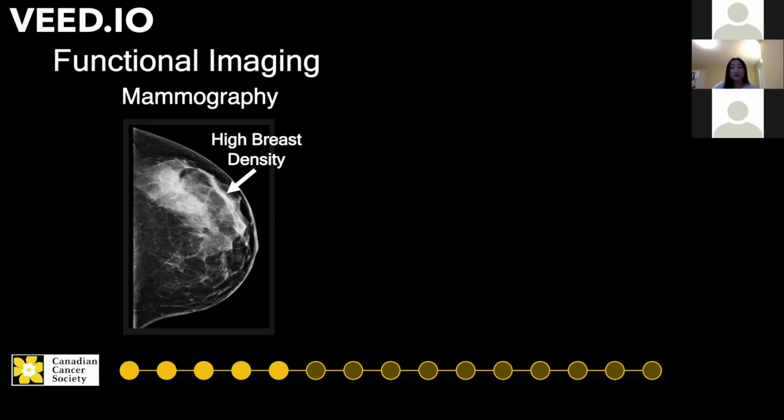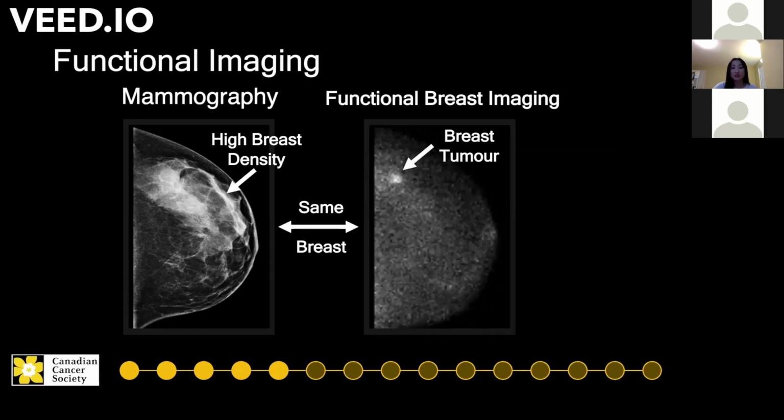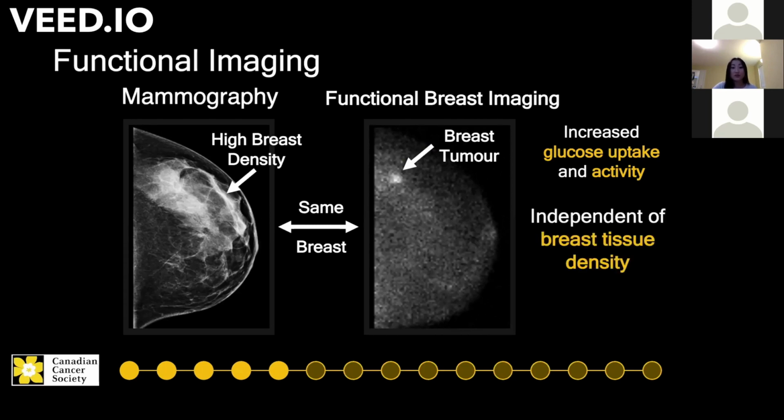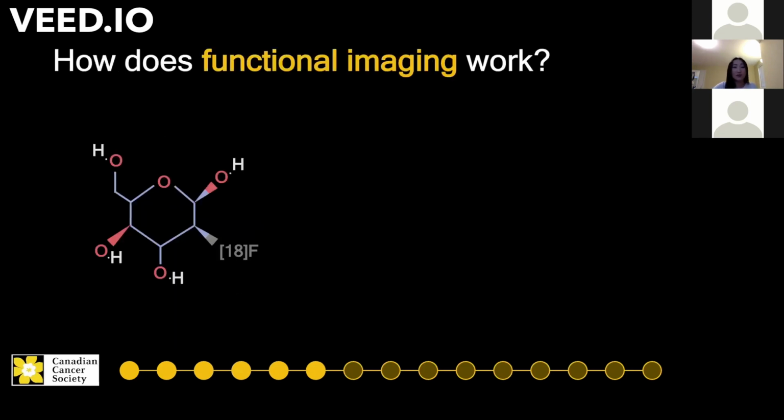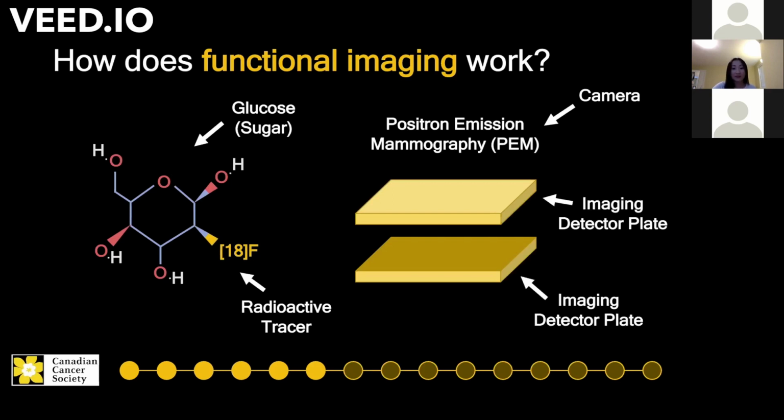So an alternative uses functional breast imaging, which relies on changes of activity in these tissues. And this allows us to detect regions of increased glucose uptake and activity, which is a hallmark of cancer growth. So as we can see with these equivalent images, this removes the dependence on breast tissue density. So how exactly does functional imaging work? Well, functional imaging combines a molecule such as glucose and a radioactive tracer, which tracks the molecule's position in the body.